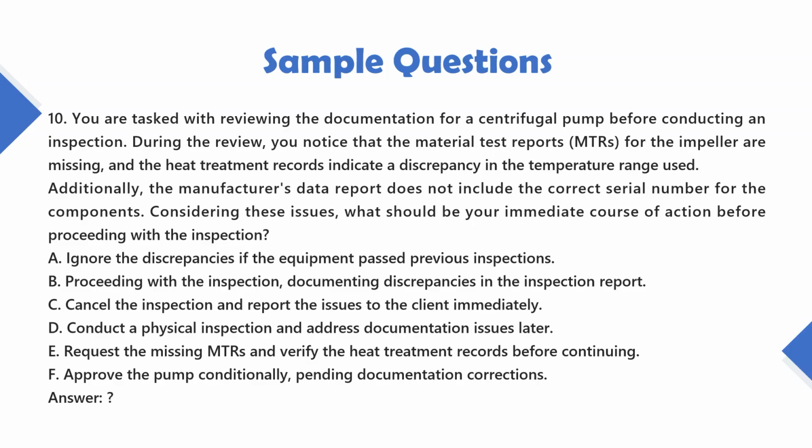A. Ignore the discrepancies if the equipment passed previous inspections. B. Proceeding with the inspection, documenting discrepancies in the inspection report. C. Cancel the inspection and report the issues to the client immediately. D. Conduct a physical inspection and address documentation issues later. E. Request the missing MTRs and verify the heat treatment records before continuing. F. Approve the pump conditionally, pending documentation corrections.